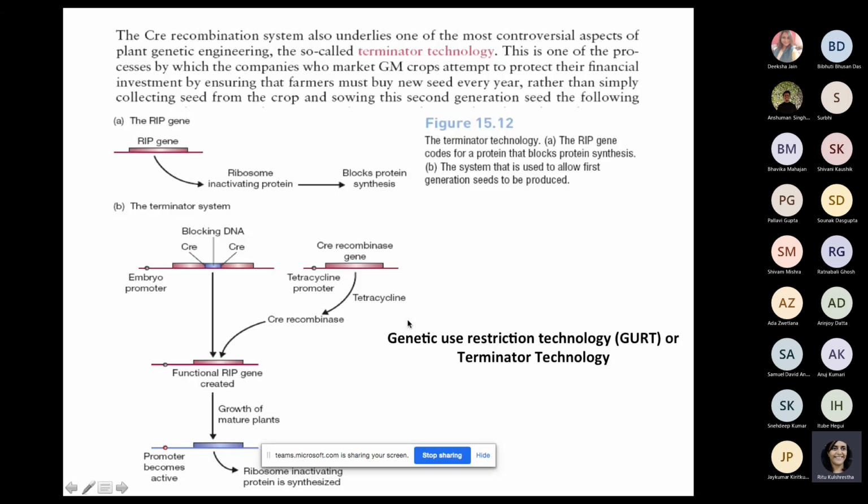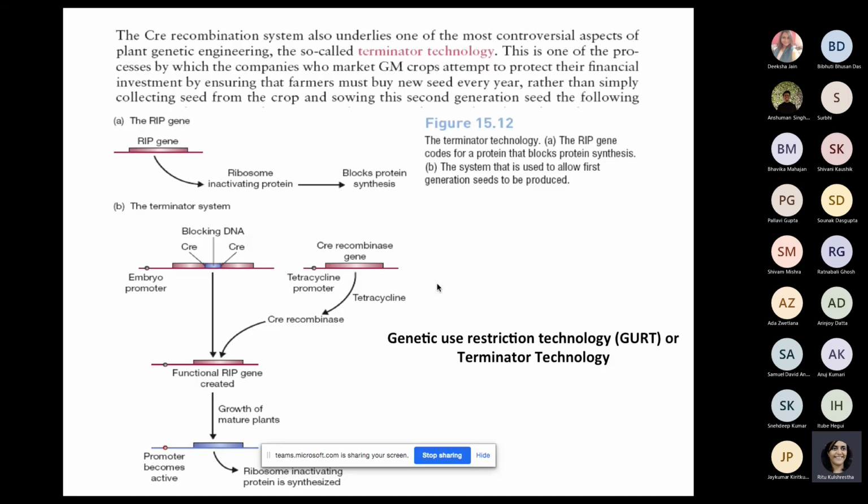Here, the transgenic plant that they develop definitely has the gene that they transfer. Let's say any herbicide, glyphosate resistant gene or insect Bt toxin, whatever gene that they have cloned, that gene will be there. But apart from that, there will be two other genes. One will be the RIP gene. What is RIP gene? It is a ribosome inactivating protein, meaning a protein which will act on one of the rRNA and cleave it.